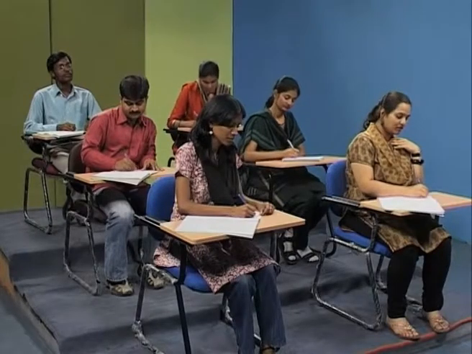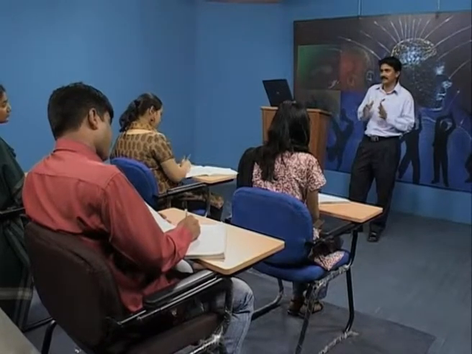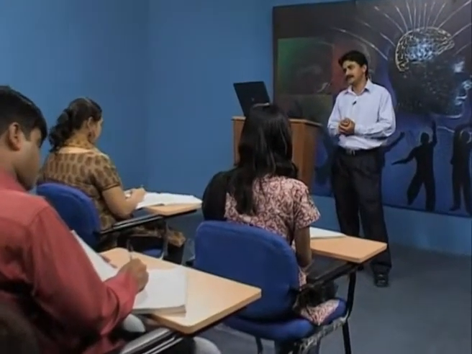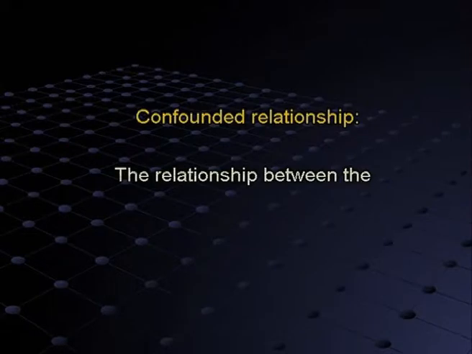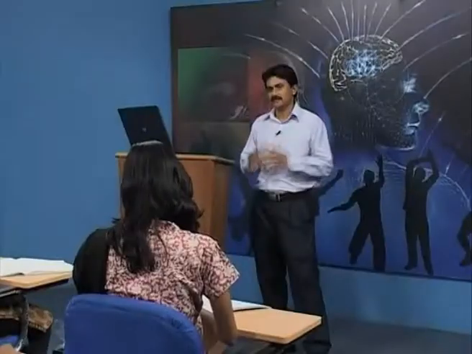If the extraneous variables are not controlled and they also influence the dependent variable, then the researcher will not be in a position to clearly understand the influence of the selected independent variable on the dependent variable. In such a situation, the relationship between the independent variable and the dependent variable is said to be confounded. That means the researcher is not in a position to clearly understand the influence of the selected independent variable on the dependent variable, because there are certain other variables which are also influencing the dependent variable.